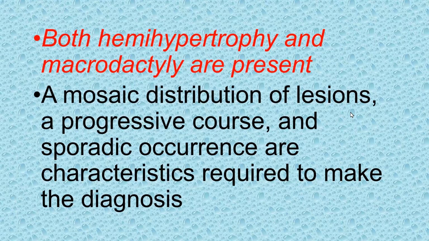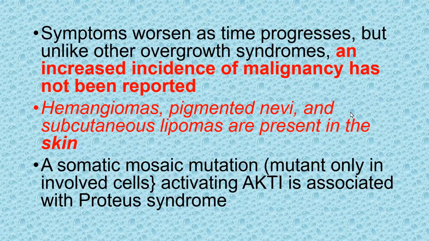A mosaic distribution of lesions, a progressive course, and sporadic occurrence are characteristics required to make the diagnosis. Symptoms worsen as time progresses, but unlike other overgrowth syndromes, an increased incidence of malignancy has not been reported. Hemangiomas, pigmented nevi, and subcutaneous lipomas are present in the skin.